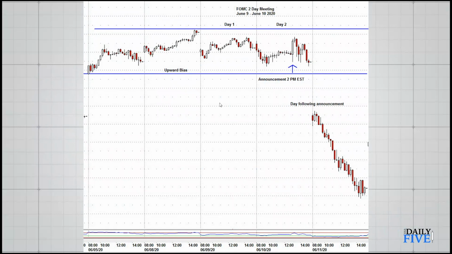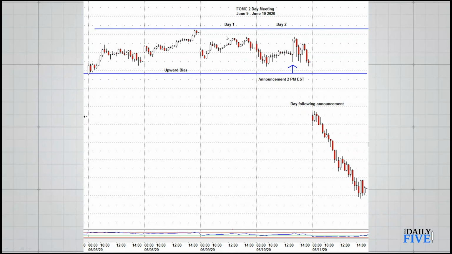So let's start with a chart back from the June 9th and 10th, 2020 meeting. What we see on this chart is a ranging environment starting over on the left. We start to see some upward bias, which is one of the tendencies around FOMC days. Generally a couple of days or a day before the FOMC meetings, we'll start to see the market move upwards.